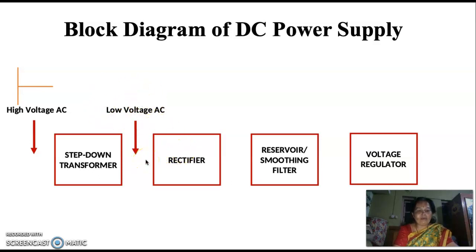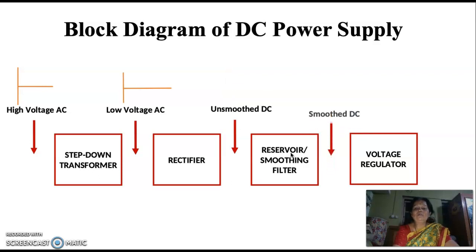fed to rectifier, and the rectifier is going to convert the alternating current AC signal to unsmoothed DC, pulsating DC we can say, and those pulsations should be removed, and it is done by the reservoir or smoothing filter, and it is going to convert unsmoothed DC to smoothed DC, and the diagram is shown like this.